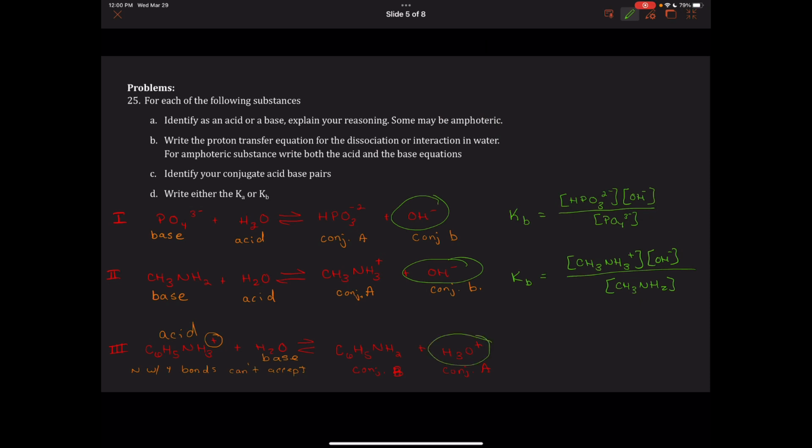This time we identified our substance as an acid. We're producing hydronium. That should always be true. What I identify as a base should be producing hydroxide. What I identified as an acid going into water should be producing hydronium. It's an acid, so we're representing this by a Ka. Ka equals concentration of C6H5NH2 times hydronium divided by my C6H5NH3 plus concentration.